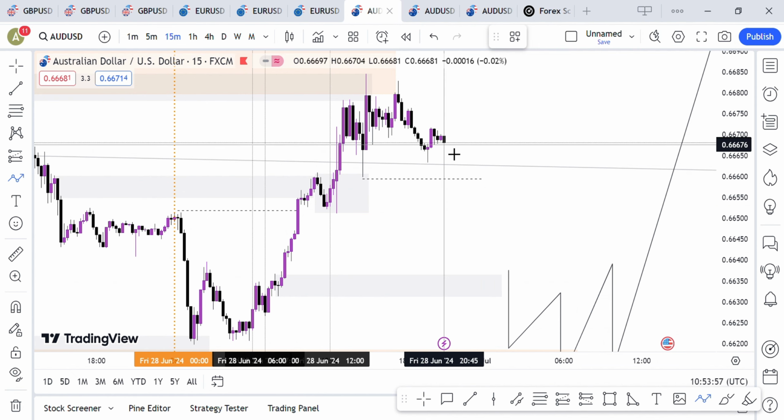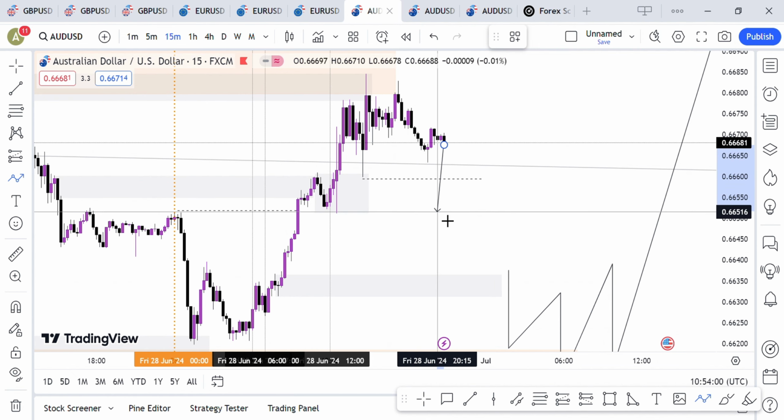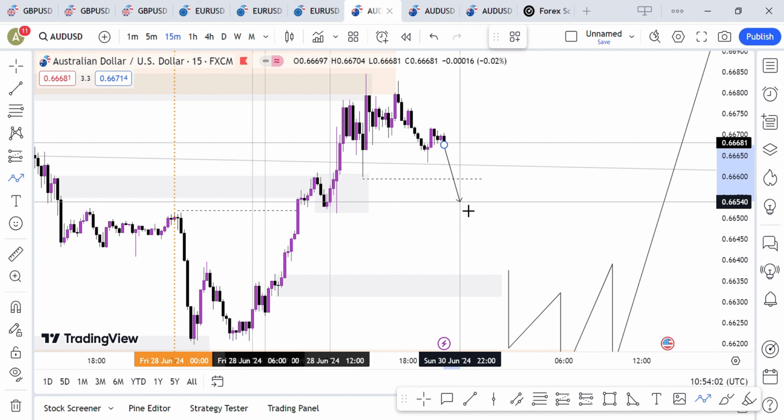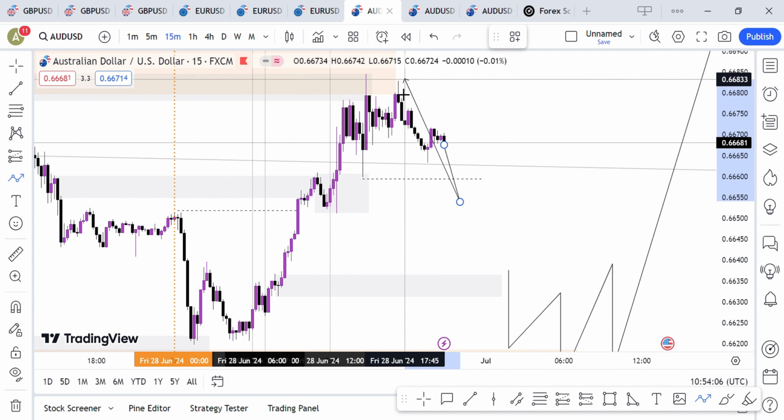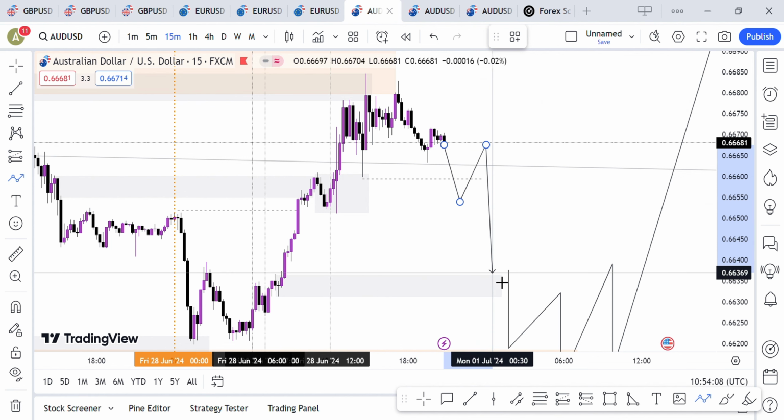Let me try and draw that. If it breaks, maybe it comes over to this demand area, I'll be expecting to look for sell opportunities around this area, then ride it down to this part.